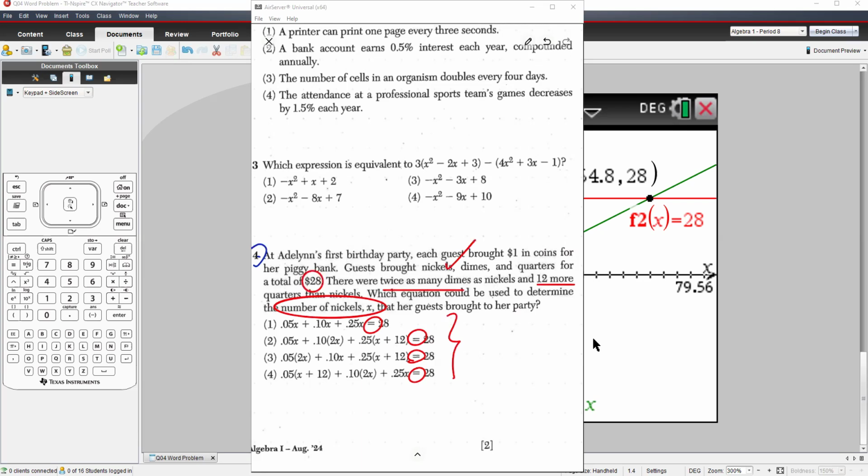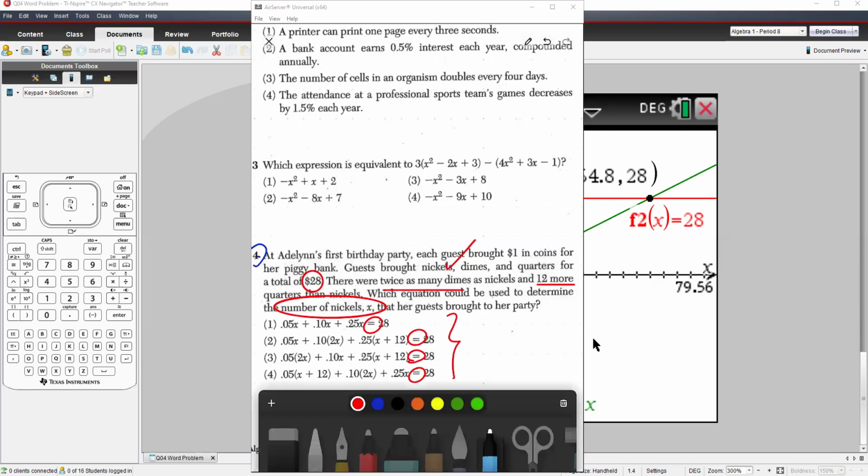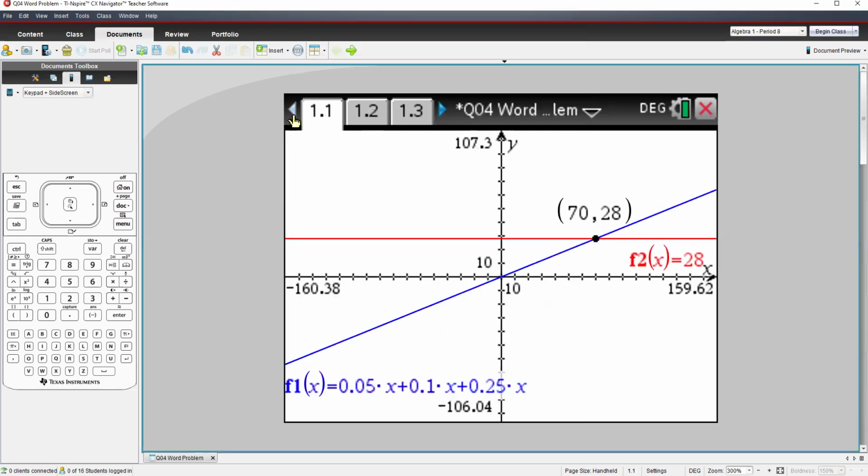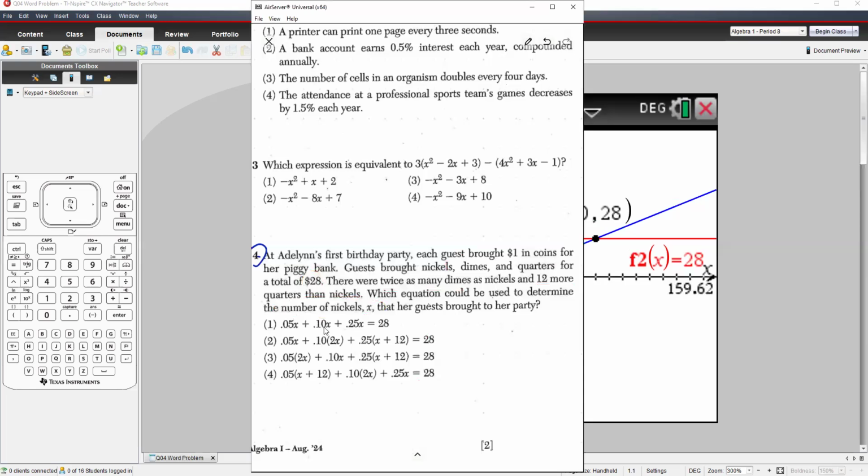So even if you can't come up with the equation that models that word problem, you can work backwards if you can find the intersections and see if you can figure out what the answers are. So let me show you what I would suggest. I've already done this on my calculator. The very first thing is I just went ahead and solved the first equation: 5 cents times x plus 10 cents times x plus 25 cents times x equals 28. That's not the right one, but I'm going to show you what you need to do.